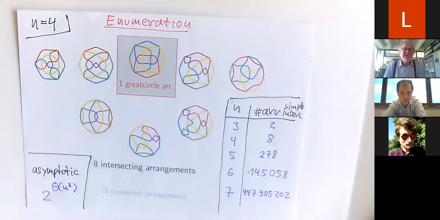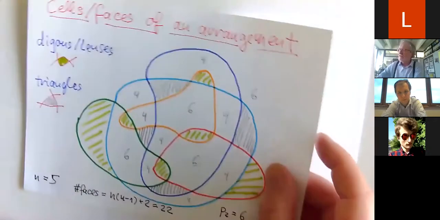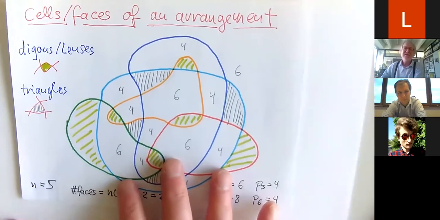So this is a complete collection of intersecting simple arrangements of four pseudocircles. Actually, all of them can be realized with circles as well. And then there are 21 connected ones, and we have pictures of them, but I don't show them.